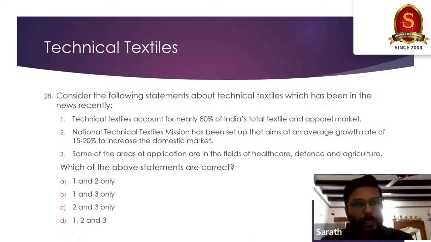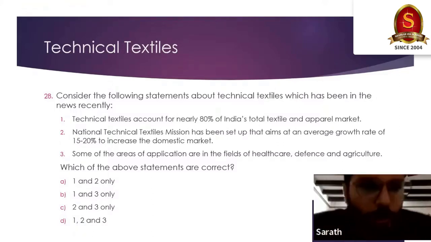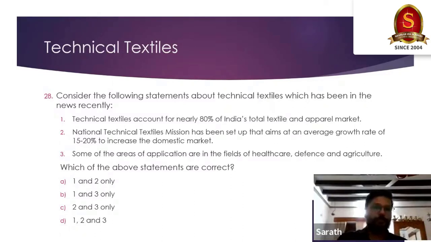Okay. So I told you that with respect to technical textiles, I'll let you know what the contribution is. It contributes roughly around 10% of India's total textile and apparel market. So that is the number, not 80%. The exact number is 13%, but roughly 10%. If you can remember it that way, that would be sufficient. So that is the error with the first statement.